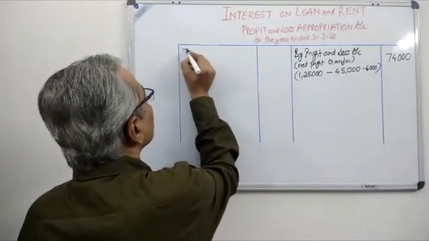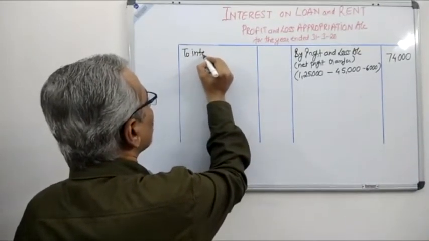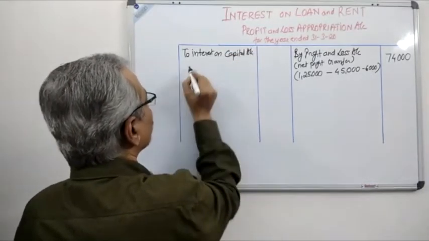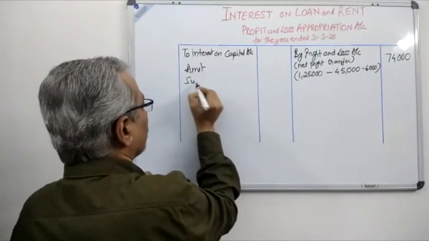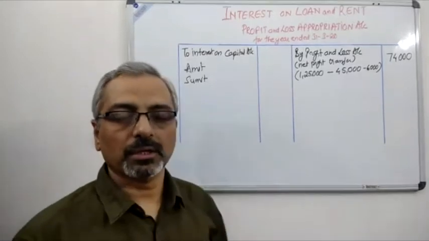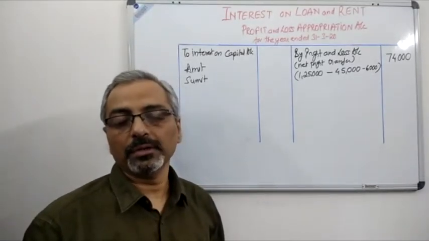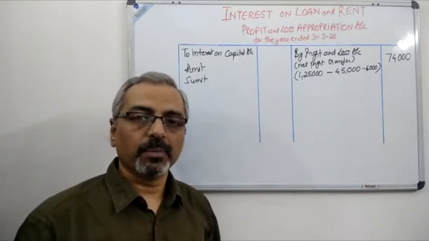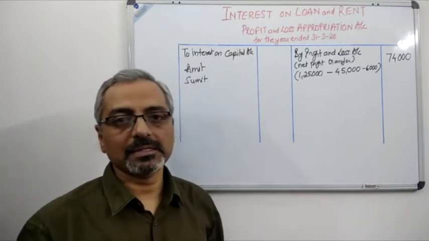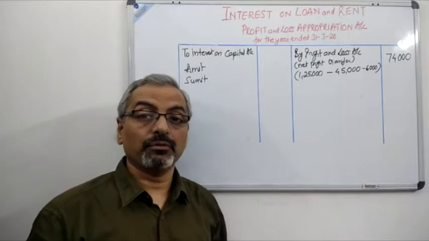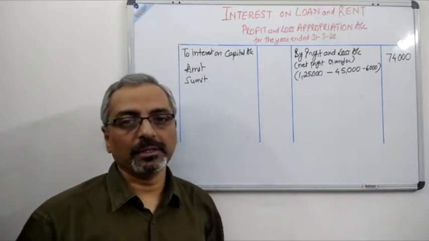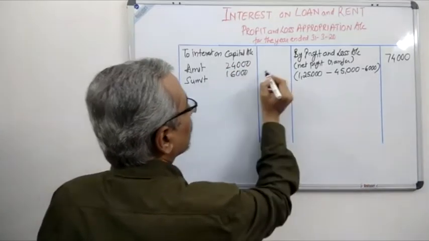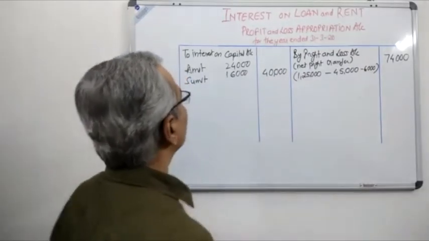Now we'll move on to the debit side. First one, we have interest on capital account, and we have two partners, Amit and Sumit. If you remember, the question has provided interest on capital at 10%. And what is the capital invested by the partners? First partner is 2,40,000, second partner is 1,60,000. They had this balance on 1st of April 2019. So full year's interest will be taken into consideration. So that becomes 24,000 and 16,000 respectively. That is total 40,000. So we have this also.